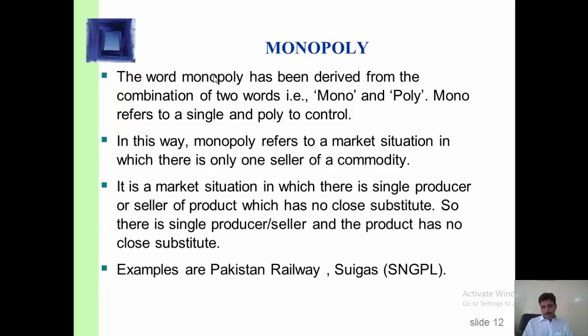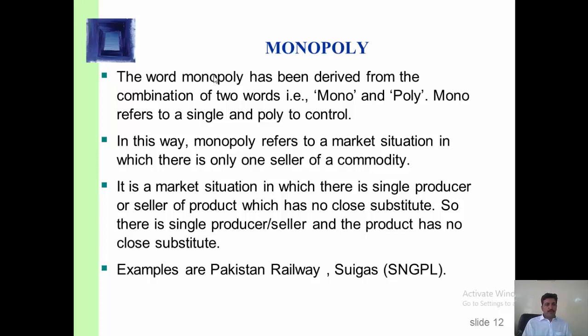Monopoly. The word monopoly has been derived from the combination of two words, mono and poly. Mono means single and poly means to control. This means controlled by a single person. Monopoly refers to a market situation in which there is only one seller of a commodity and this commodity has no close substitute.